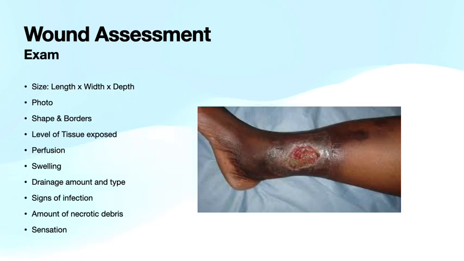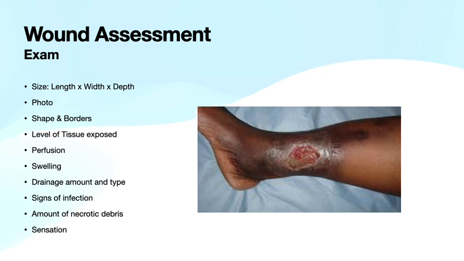We pay attention to the shape and the borders of wounds. We won't go into too much detail here, but for instance, arterial wounds tend to have a very circular and punched out look to them, whereas venous ulcers tend to have a very irregular border. And so this can sometimes clue you into what kind of wound you're dealing with just by looking at it.